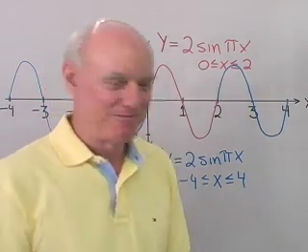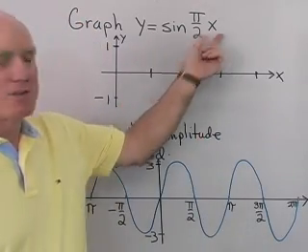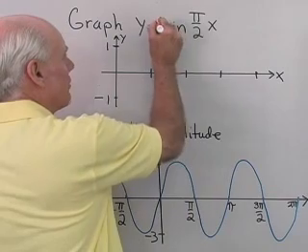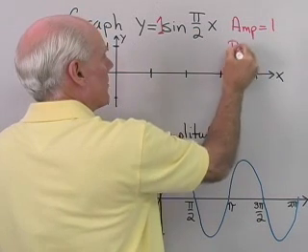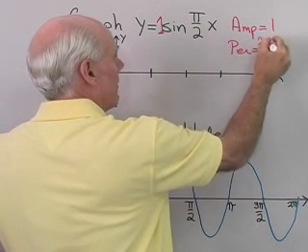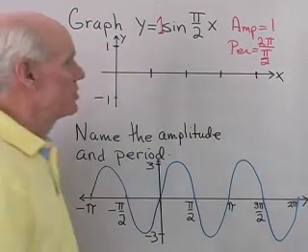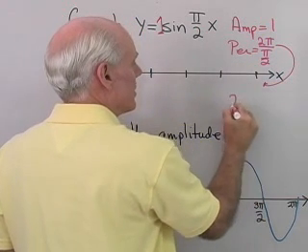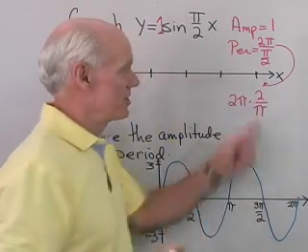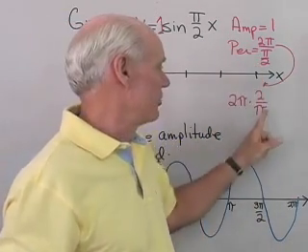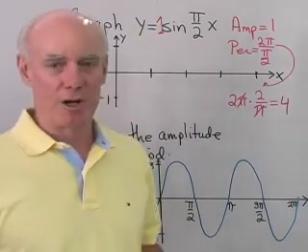Let's work a couple more problems. Okay, first we want to graph this equation, y equals sine pi over 2 x. Well, I can look at this and see that there's a coefficient of 1 there, so my amplitude will be equal to 1. My period will be 2 pi divided by pi over 2. That's going to be the same as 2 pi times 2 over pi, since instead of dividing by pi over 2, I multiply by its reciprocal, 2 over pi. Those numbers divide out and I end up with 4.